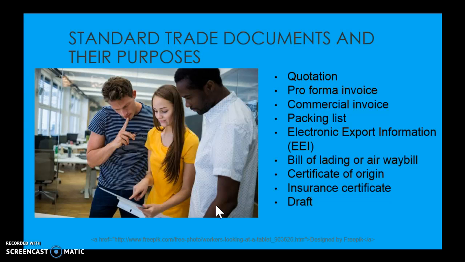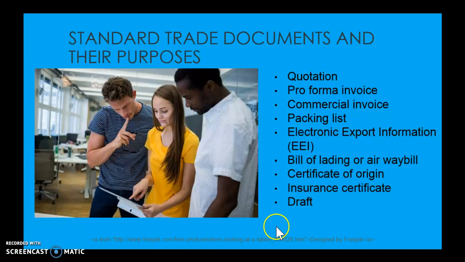There are a number of documents to be aware of, and your chapter does a good job of discussing those, so I will refer you to that. However, I want to flesh out the 9 that are highlighted, namely the quotation, pro forma invoice, commercial invoice, packing list, EEI, or electronic export information, which replaces the SED, or Shipper's Export Declaration, used in the past. The bill of lading, or airway bill, certificate of origin, or COO, insurance certificate, and draft.